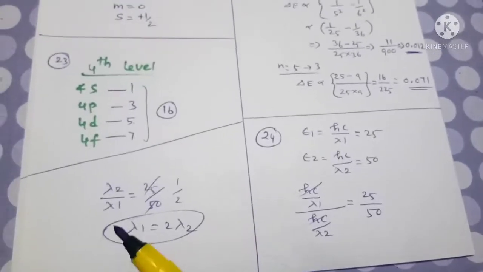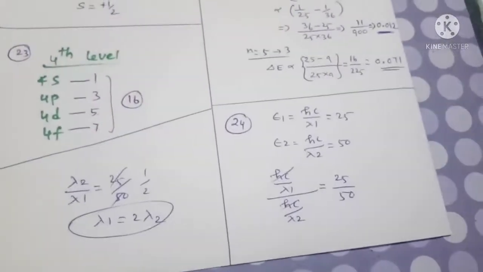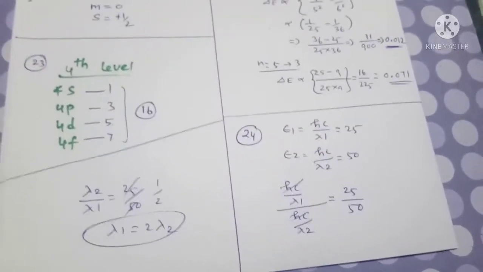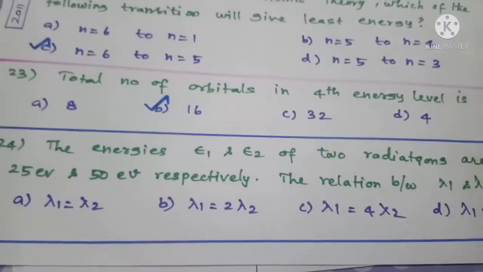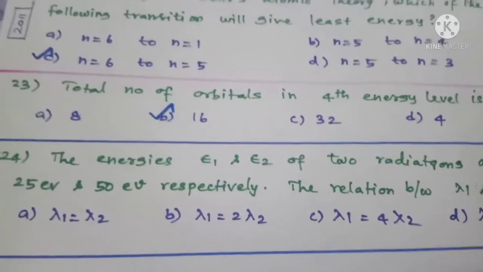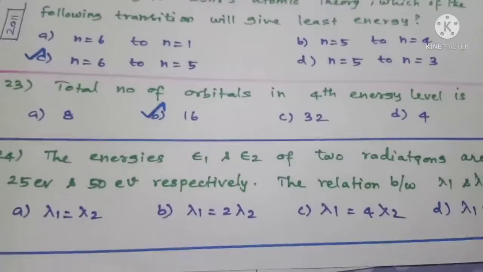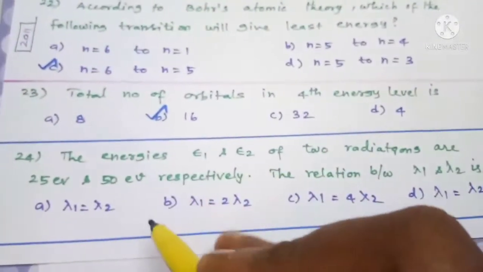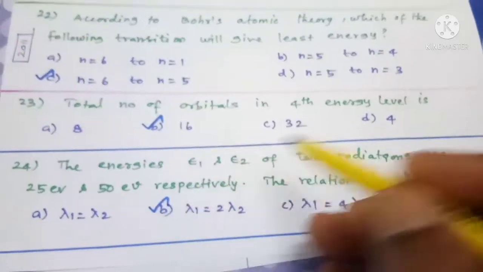After cross multiplication, I will be getting lambda 1 is equal to twice lambda 2. So the wavelength relation is: wavelength of first radiation, lambda 1, is equal to twice the wavelength of second radiation, that is twice lambda 2. So the answer is option B, lambda 1 equal to twice lambda 2.